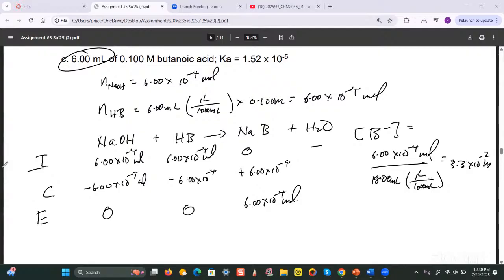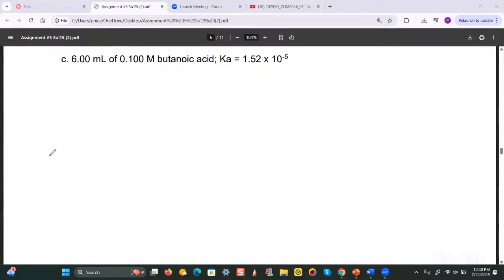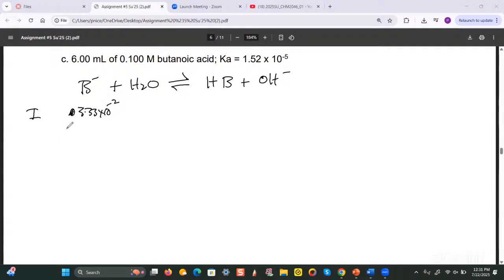And what I'm going to do now is start off with your B minus, and because it's a base, it's going to react with water this way: HB plus OH minus. All right? So now I'm going to set up another ice table where initially the concentration of the base would be 3.3, and I think actually I made a mistake. That should be 3.33 times 10 to the minus 2. That would be the initial molarity of the base. Here you're going to have 0, here you're going to have 0.